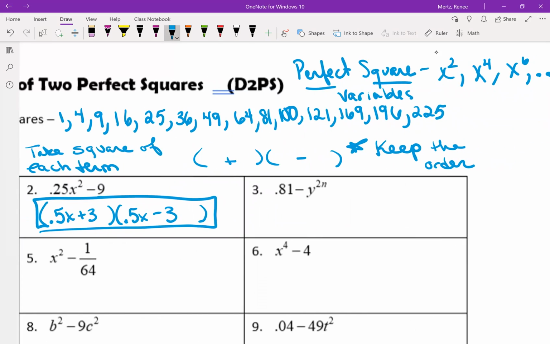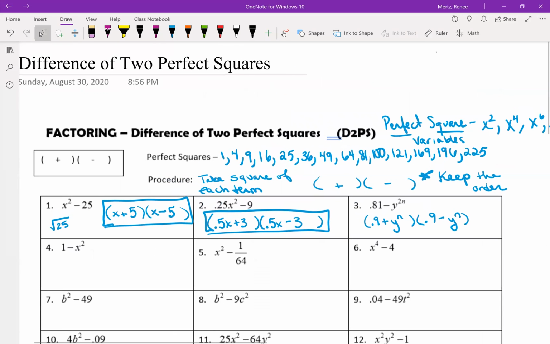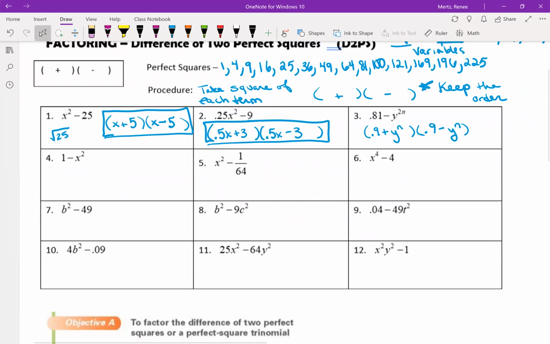For the next one, the square root of 0.81, type it in your calculator. You get 0.9. One's plus, one's minus. The square root of n squared is n. So you're going to use your calculator for these. Number 5 tends to be tricky. Take the square root. You can think of it all as individual entities.